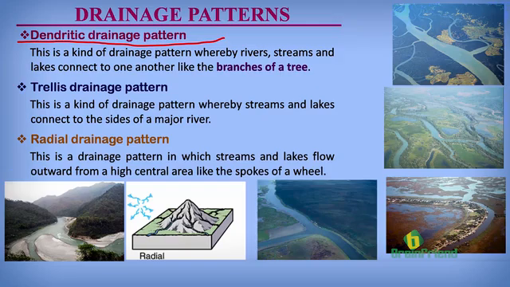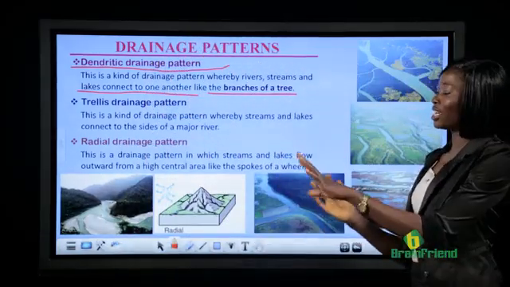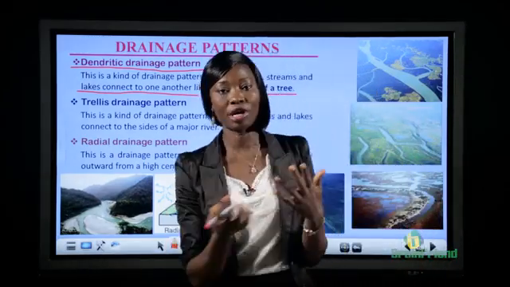I'd like you to pay attention. These are simple illustrations. In this kind of drainage pattern, the dendritic drainage pattern, rivers and streams and lakes link up to one another in such a way that they form branches of a tree. They appear like the branches of a tree. Rivers and streams connect to one another and give an appearance that looks like a tree with various branches.